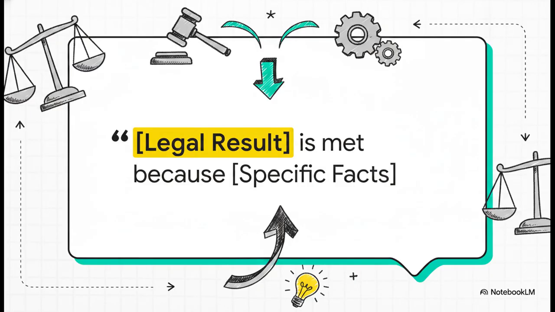Listen, the biggest mistake students make here is stating the rule and then just blindly stating a conclusion. You have to connect them. Use the because rule. When you write your analysis, physically write out the word because. Frame it exactly like this. The requirement for a valid offer is met because the fact pattern states the defendant specified a price of $500. Do you see what that does? It forces you to directly connect the abstract legal theory to the exam's exact, specific facts. Seriously, it is the single fastest way to pick up analysis points.